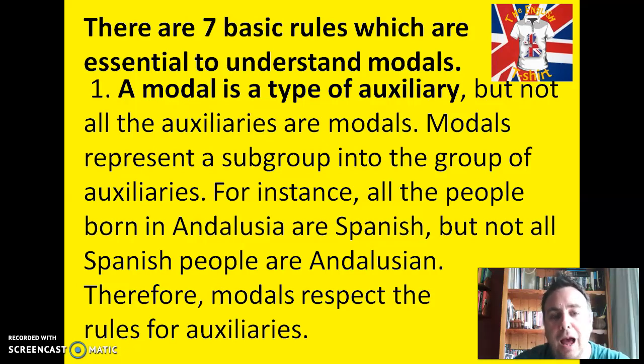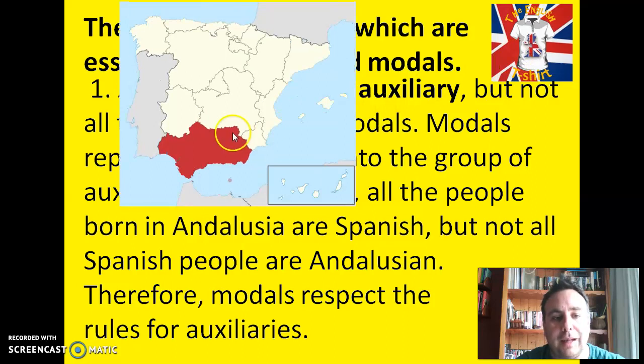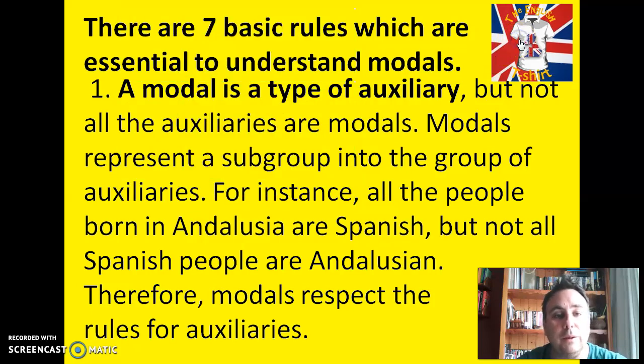1. A modal is a type of auxiliary, but not all the auxiliaries are modals. Modals represent a subgroup into the group of auxiliaries. For instance, all the people born in Andalusia are Spanish, but not all Spanish people are Andalusian. Therefore, modals respect the rules for auxiliaries.